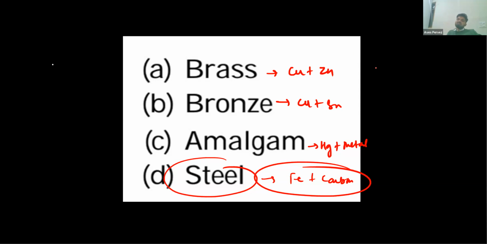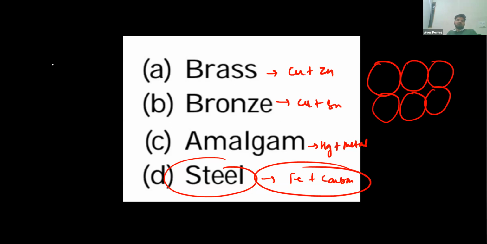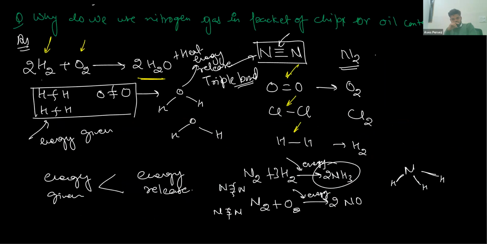I was giving the example that iron atoms are this big in size. To make it more durable, compared to the iron atom the carbon atom is small in size, so carbon atoms come in the voids, the spaces between these atoms. This does not allow one layer of atoms to slide over the other, which would result in distortion, so it prevents it. So it becomes stronger. Understood? Yes, sir.